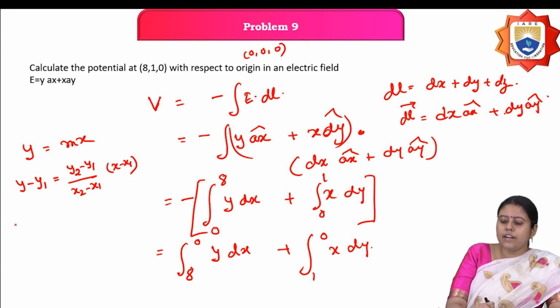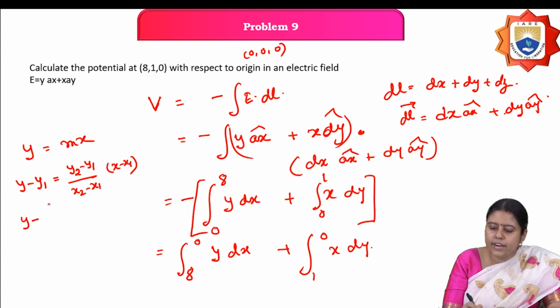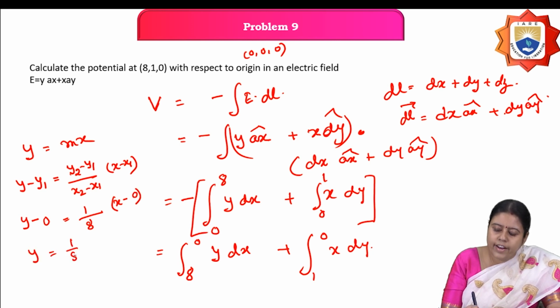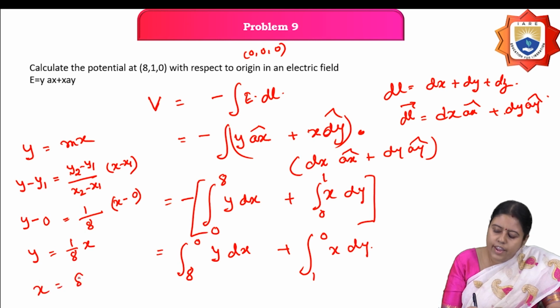If we use the line equation, what we will get? y minus y1, where y1 means the first point, 0, is equal to (y2 = 1 minus 0) over (x2 = 8 minus 0), into (x minus x1, which is 0). So y is equal to 1 by 8 of x. y is equal to x by 8. So x is equal to 8y.